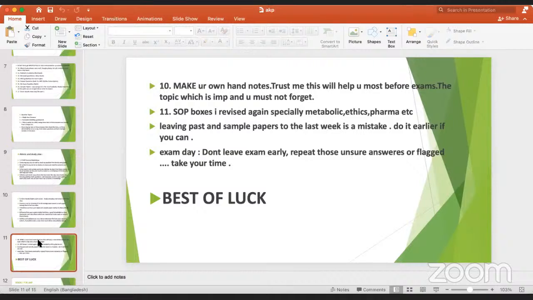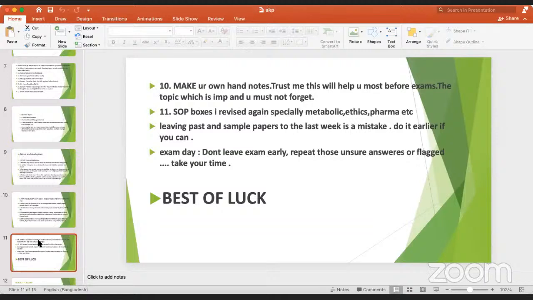Suppose the investigation findings: which one has hypokalemia, which one has hyperkalemia, which condition has metabolic acidosis, which condition has metabolic alkalosis. These things students easily forget. You can make a small note of them in your notebook. Okay, before the exam, just see that note. It will be very helpful. And I can tell you that in MRCPCH, electrolyte imbalance and metabolic disturbance are the most important topics. Maximum questions you will see are either a problem in electrolytes or a problem in metabolic disturbance.